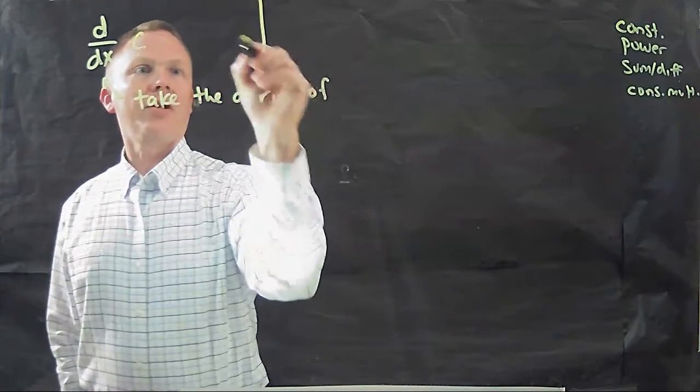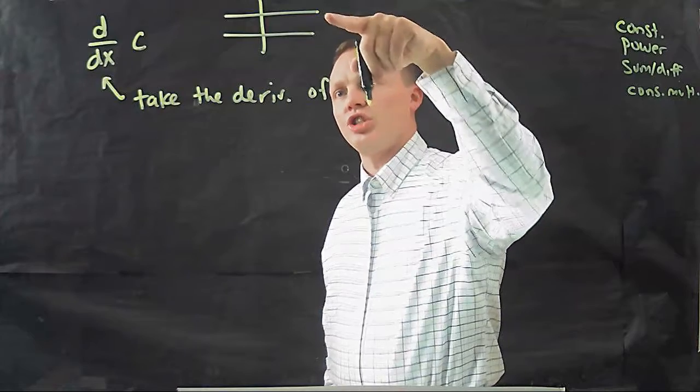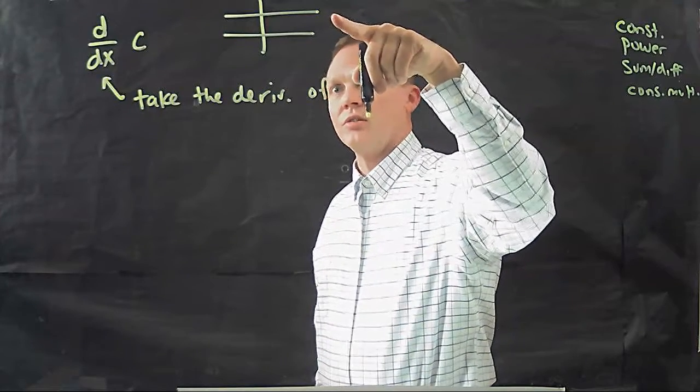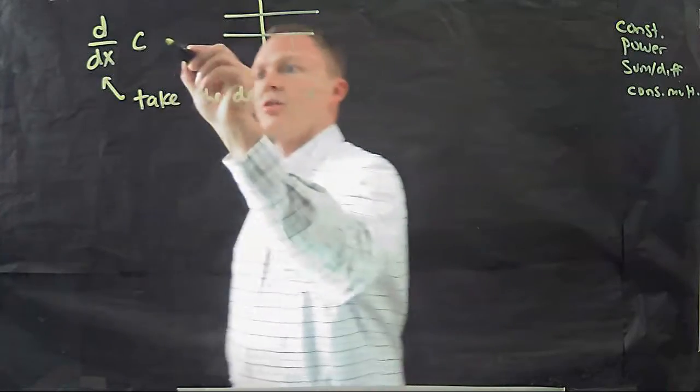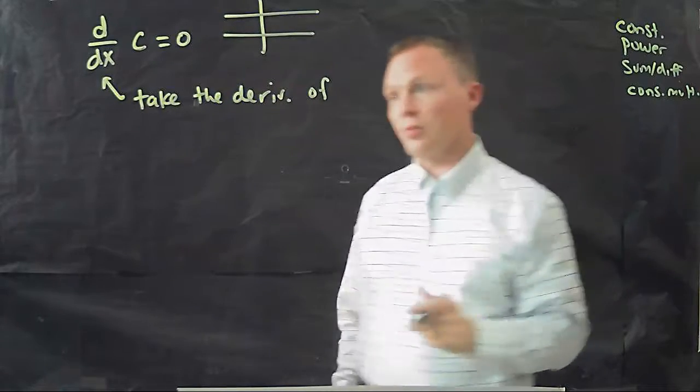But the derivative of a constant. If you think about the graph of a constant function, how is that function changing as you change x? Well, it's not. It's constant. So the derivative of a constant is 0. Okay? So that's the constant rule.